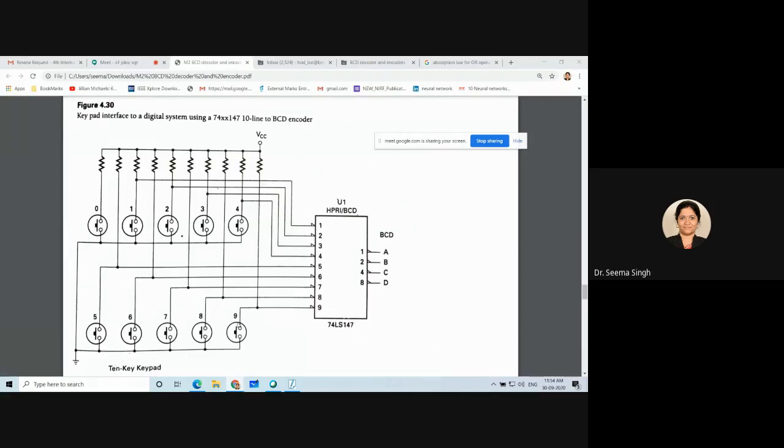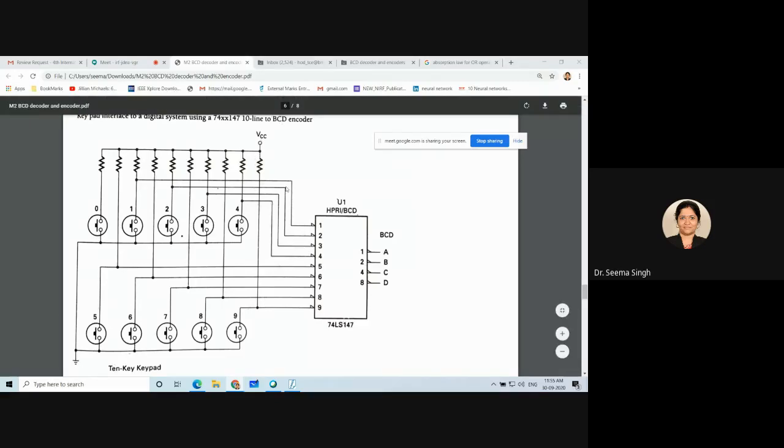Quickly. If nothing is pressed, what is happening? What voltage will you get for all these 1 to 9, if nothing is pressed? VCC, ma'am. Yeah, very right. So if nothing is pressed, all these are connected to VCC, and VCC means logic high. So all are 1 1 1 1 1 in that case.